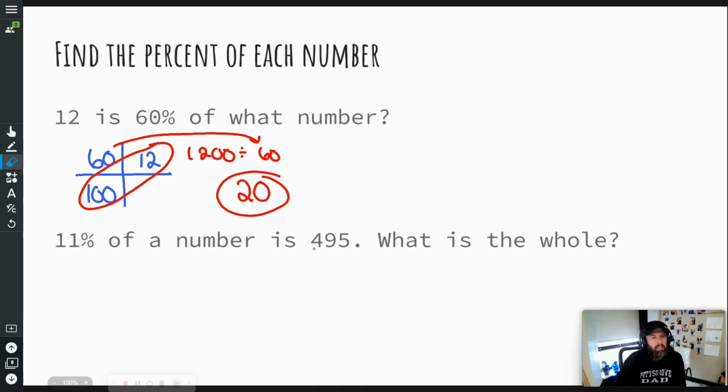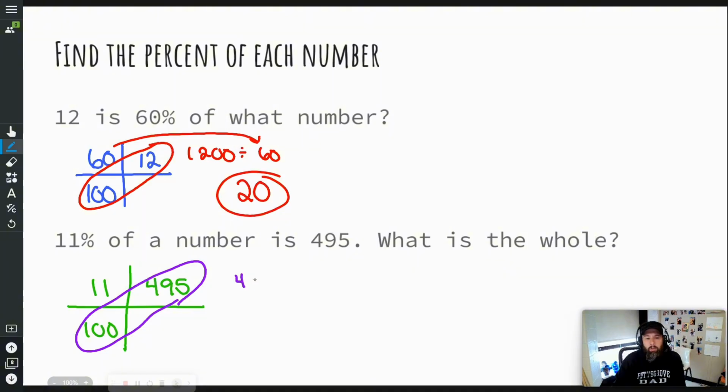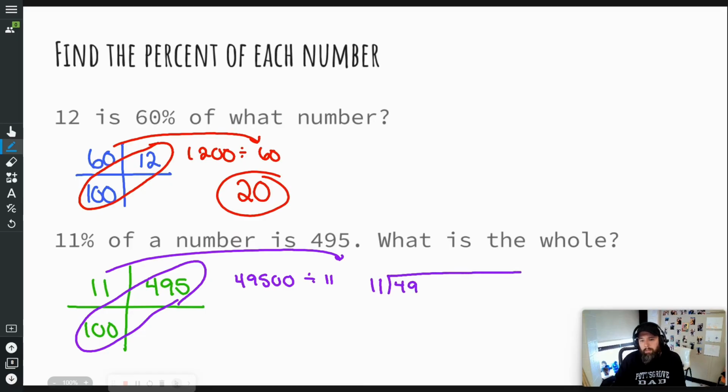This one, though, is not going to be as pleasant. I'm probably going to want to do long division for you. So 11% of a number, so 11 out of 100, is 495. So let's put the 495 there because that's my part. I'm going to cross multiply the two numbers that are diagonal from each other because I want to find the whole. So 495 times 100 is 49,500. Let's divide out 11. And so definitely long division over here. Ugh, very long division. This is not going to be fun.